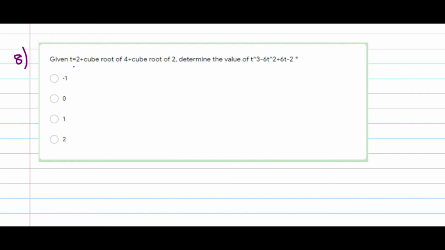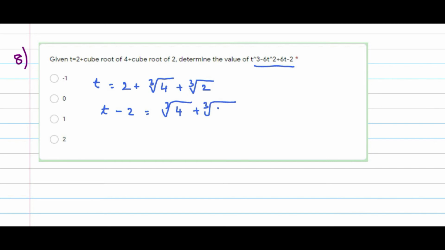This problem: t is equal to 2 plus cube root of 4 plus cube root of 2. So this is the problem, and we need to find this one. Okay, so let me take this as t minus 2 is equal to cube root of 4 plus cube root of 2. What do we want? We want t cube, but only one t is there. So how to make it t cube? Definitely we need to take the cube of it.